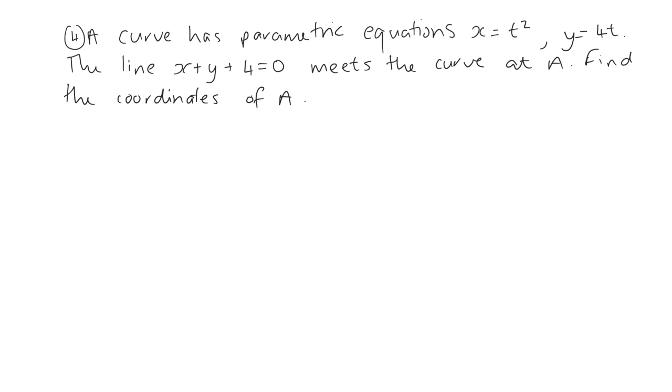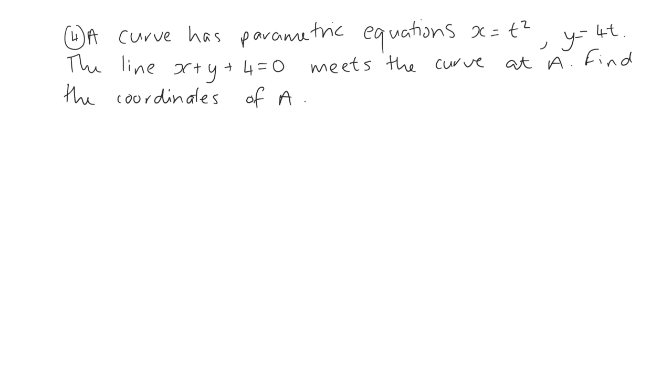Okay, so a curve has parametric equations x equals t squared and y equals 4t. So that's our curve. The line x plus y plus 4 equals 0 meets the curve at A. Find the coordinates of A. So if you had a curve just in Cartesian form, so y equals 2x squared plus 3x minus 4 or anything, and it was meeting a line, you would set them equal to each other. You would do your one linear, one quadratic, and you'd find out where they meet.